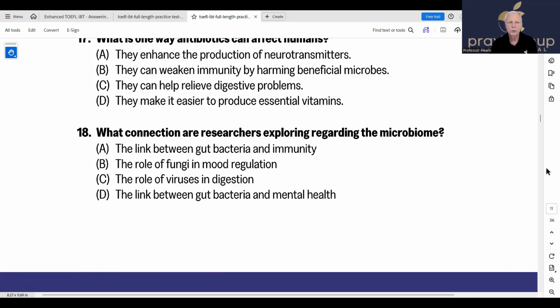Take a look at what this question is asking. What connection are researchers exploring regarding the microbiome? This is a detailed question because it's asking about something specific from the passage. Now, the way we've been working these questions is to say, what is the question asking about? In this case, it's the connection. And what about the connection? It's the connection that researchers are exploring regarding the microbiome. But what would you go into the passage and look for? Likely you're thinking microbiome. So let's go to our passage and look for the word microbiome.